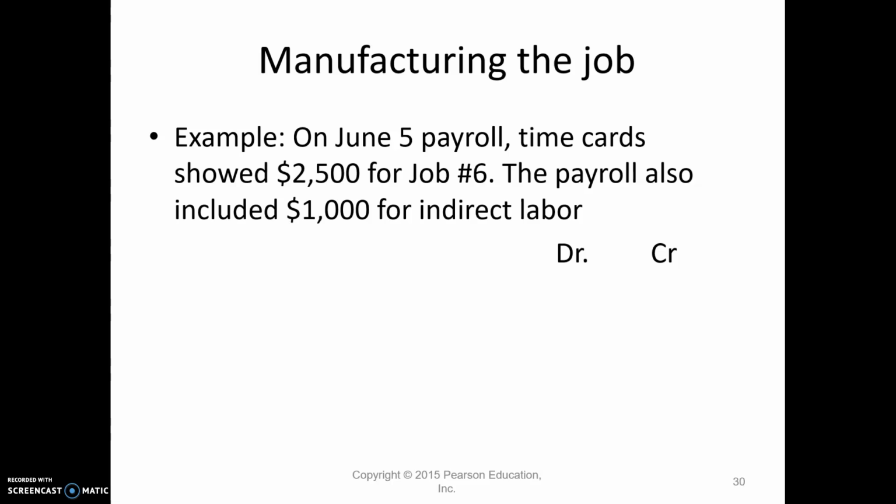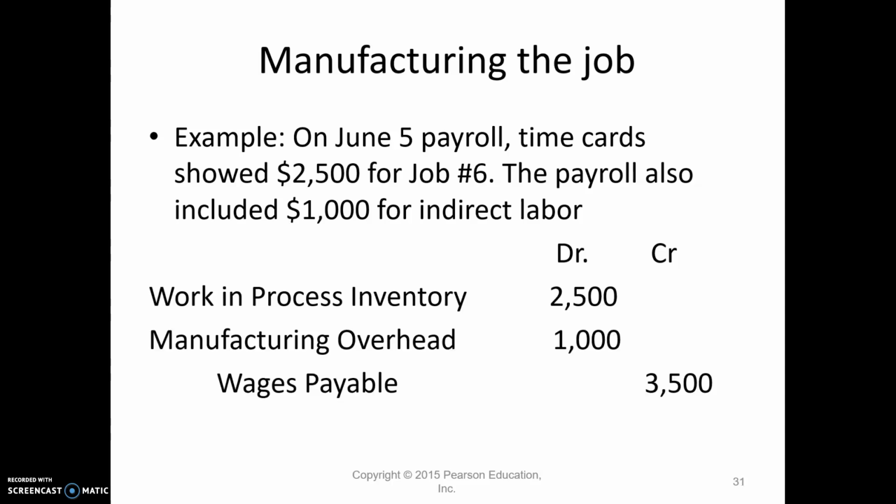So let's say our June 5th payroll time card showed $2,500 for job number 6, so that would have been the direct laborers. And then there was also $1,000 for indirect labor. So our total payroll is $3,500 for June 5th. So the way we're going to record this is we're going to debit work in process inventory for the $2,500 direct labor. We'll debit manufacturing overhead for $1,000, that's the indirect labor, and then we credit wages payable for the $3,500 total amount of wages.